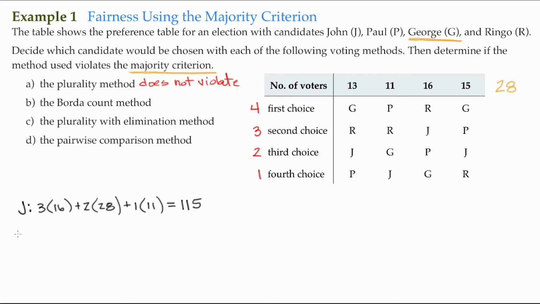We'll then do Paul. Paul has 11 first choice votes. 11 gets 4 points, so we'll do 4 times 11. Paul has 15 second choice votes. That gets 3 points, 3 times 15. Paul has 16 third choice votes. That gets 2 points.